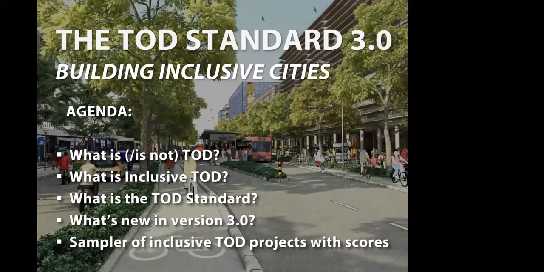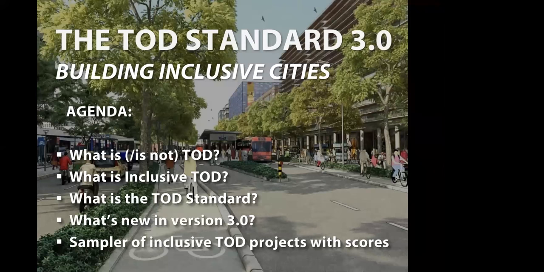So what is the agenda today? First, we'll briefly try to define TOD, what is not TOD, what is TOD. The TOD standard version 3 puts some heightened emphasis on inclusive. The TOD for us is always inclusive, is always equitable, but there's extra steps that can be taken to make it inclusive at the local level. So I will discuss that very briefly.